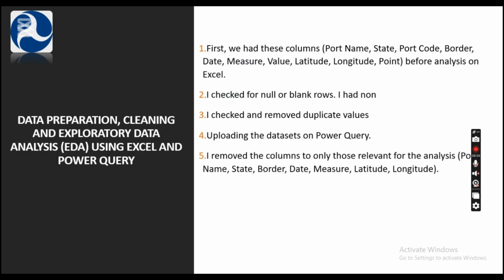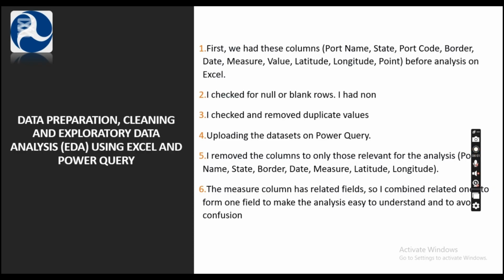When we uploaded it there, we removed most of the irrelevant columns that we don't need. So we are left with the port name, state, border, date, measure, and latitude and longitude. Also, in the measure column, there is a lot of confusion, because I told you the major data we'll have is for the train, vehicle, rail, and pedestrians, and all of them are embedded in the measure. So it's quite confusing. I had to combine related fields together to form just one entity so that we can remove confusion from there.